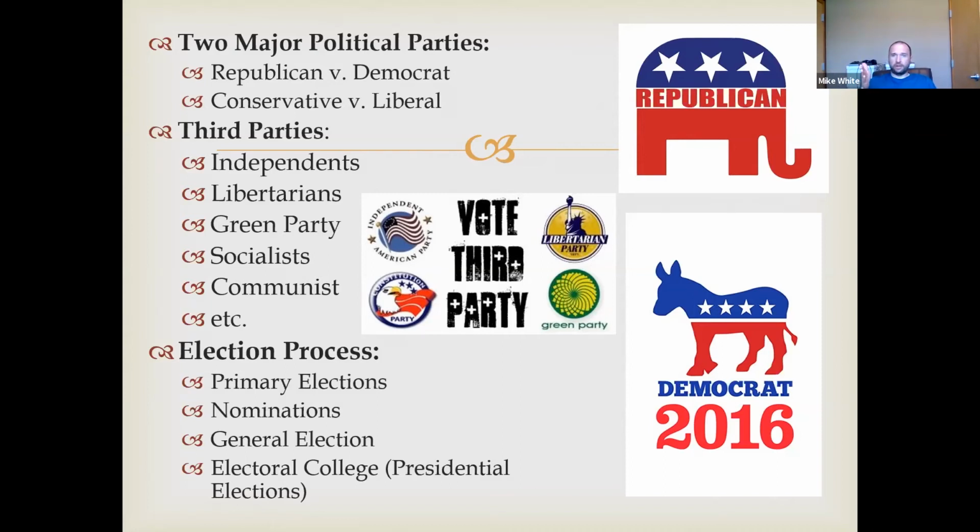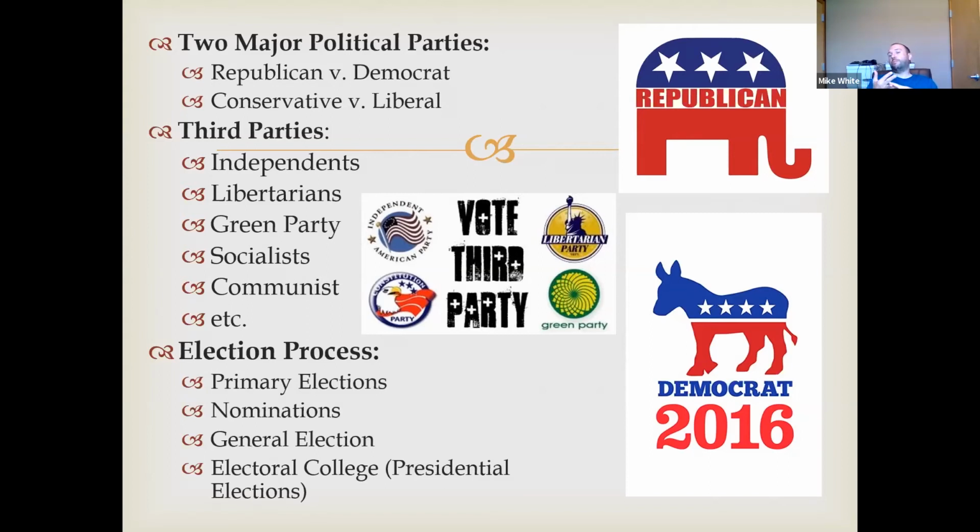But the conventions will still happen, and they will actually nominate officially that person to represent each party. Okay. So down here, the general election. The general election just means the main election. So now we've gone through the primary, where we're voting amongst people from the same party. We had the nomination, where the people were chosen. Now we have the general election, where you are voting for people from the different parties, right?